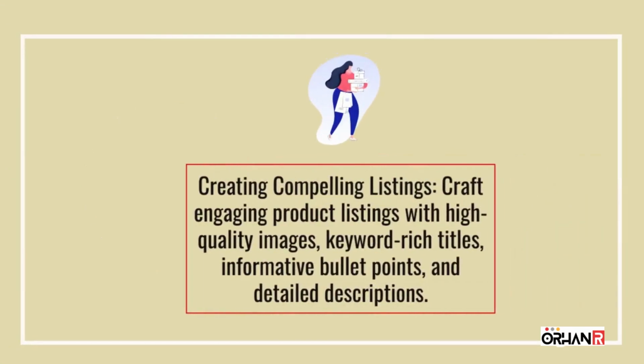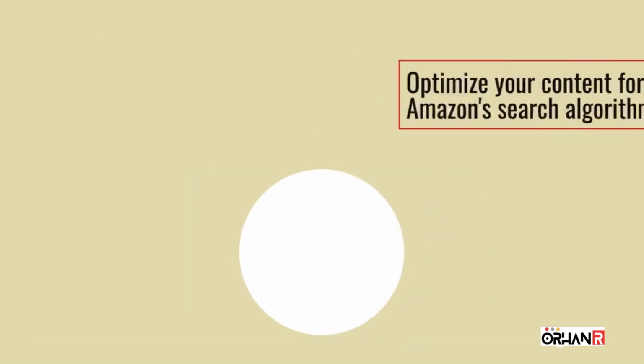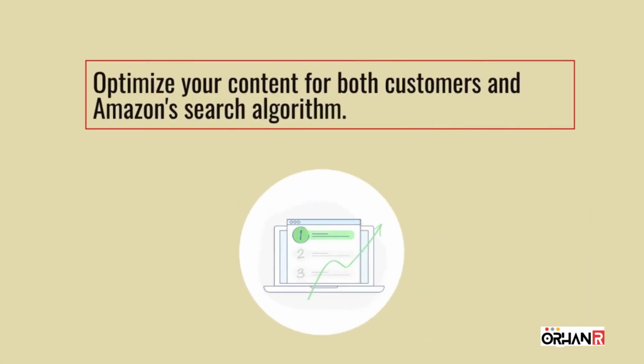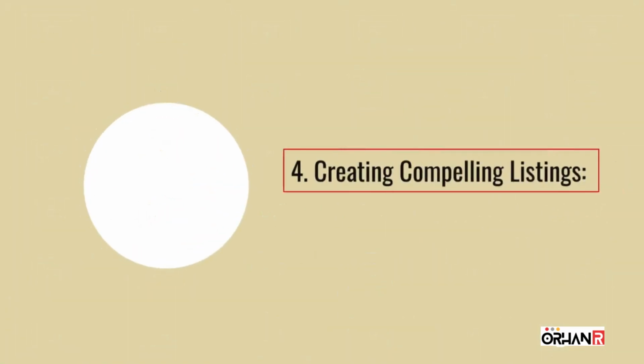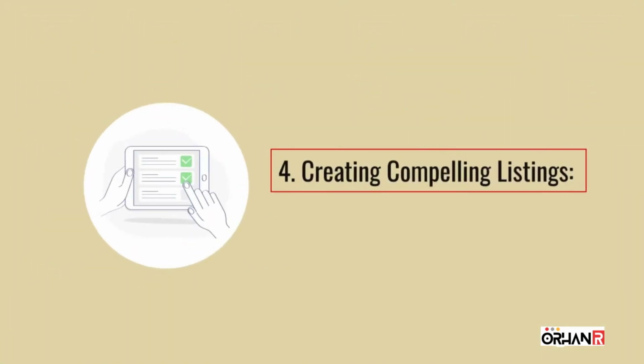Creating compelling listings. Craft engaging product listings with high-quality images, keyword-rich titles, informative bullet points, and detailed descriptions. Optimize your content for both customers and Amazon's search algorithm. 4. Creating compelling listings.